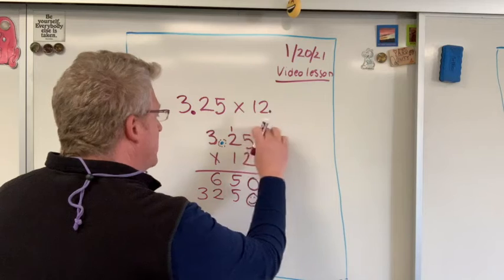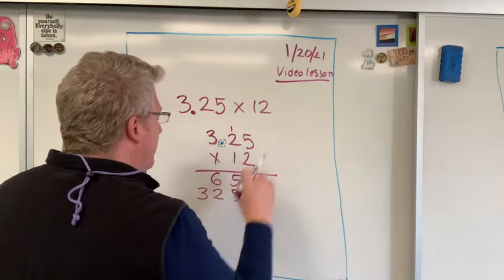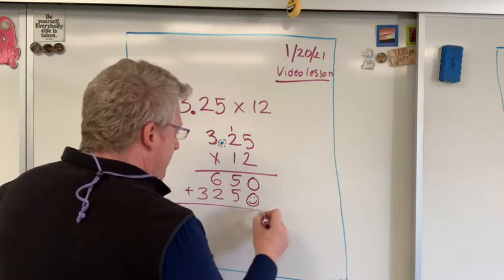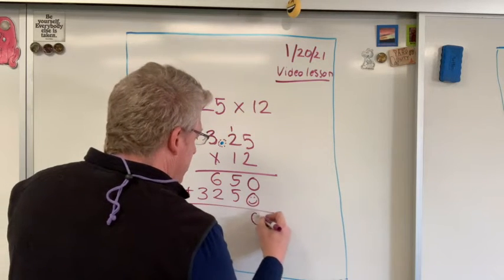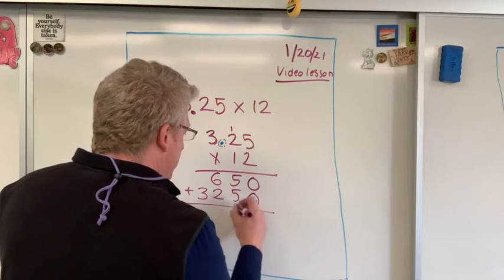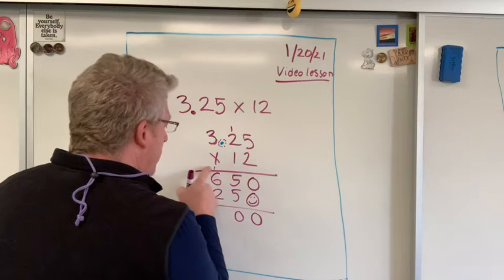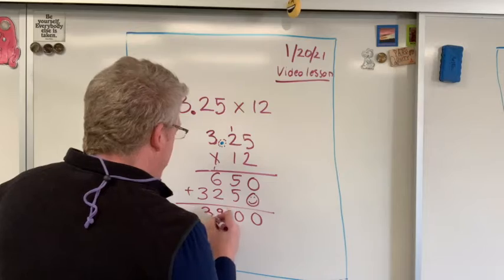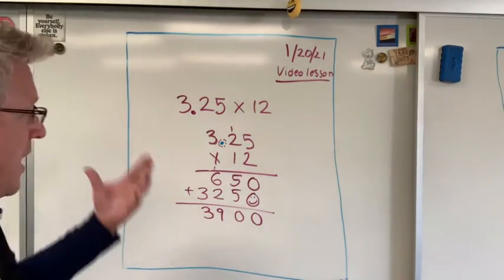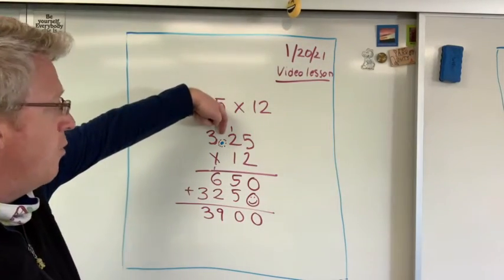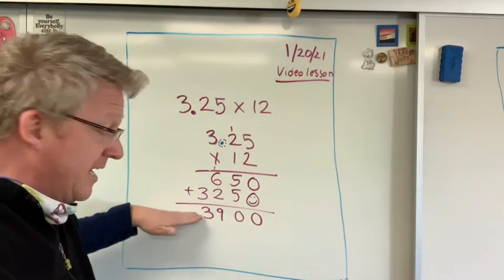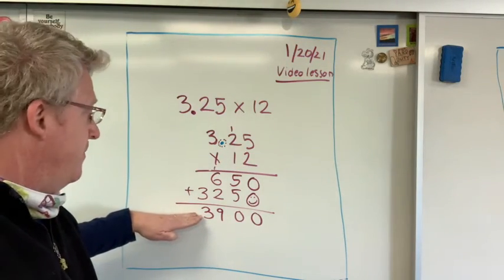I did my 2 times 325. I did my 1 times 325. Now I add them together. 0 plus 0 is 0. 5 plus 5 is 10. Regroup. 6 plus 1 is 7. 8, 9, and 3. So here's my total when I multiply it. If my decimal point were not there, it would be 325 times 12. I'd end up with 3,900.